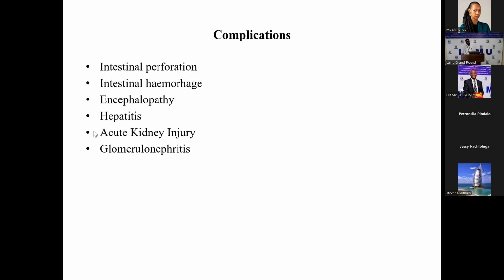intestinal perforation, which can be as a result of necrosis of the Peyer's patches in the ileum, which leads to ulceration and eventual perforation. Patients would also end up with intestinal hemorrhage as a result of the erosion of blood vessels in the intestinal mucosa. So you can even end up seeing blood in stool.